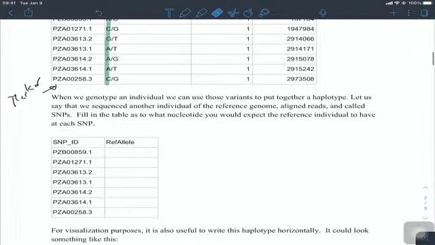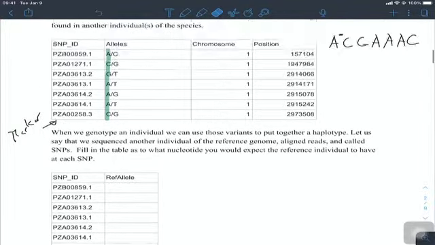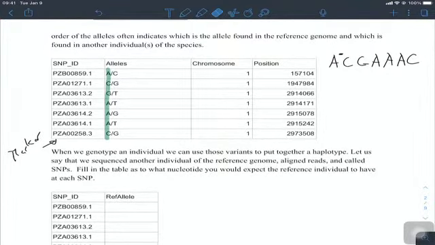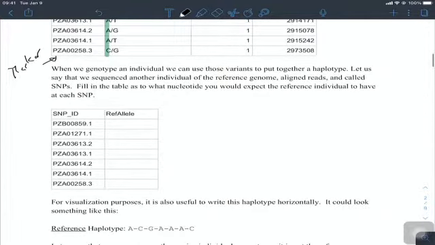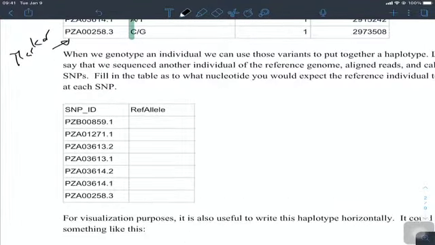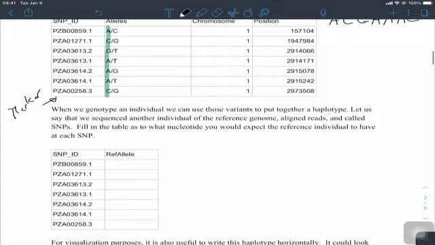So my first task for you here is to establish what is the reference allele. When we're looking at these tables, the reference allele is always the first one. So in this space, you just need to fill in those first alleles, just as we did above.